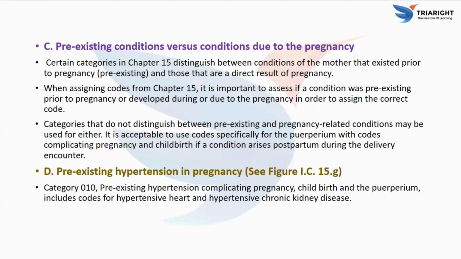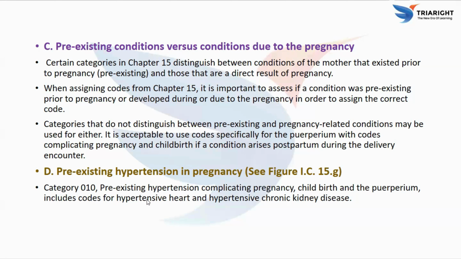Some categories do not separate pre-existing versus pregnancy-related. In such cases, how do you assign the code? The same code can be used for both if the category does not specifically distinguish. And also, if a condition starts after delivery, that is the postpartum period, during the delivery encounter, you can still use the appropriate chapter 15 codes, that is, codes for the puerperium.